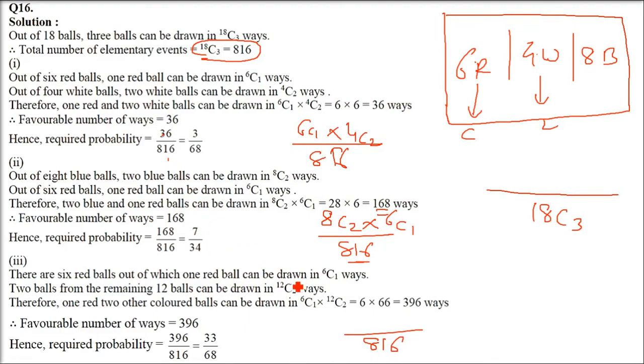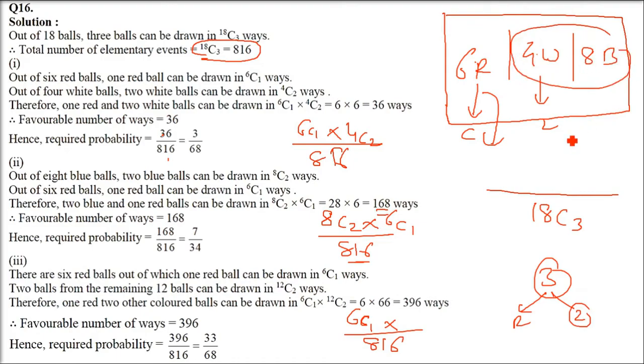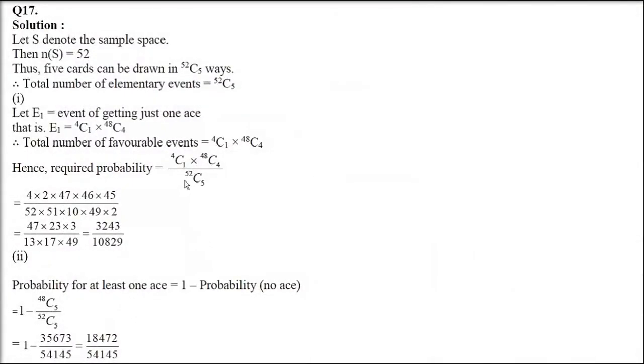Okay, third part. 1 is red. Now, it is saying 1 is red. It is not talking about the other 2. So the other 2 can be from anywhere. So now we first take one red, so 6C1. Now the other 2, how many remaining are there? 8 plus 4, which is 12. So you are taking 2 from these 8 and 4, so now 12C2. So 33 by 68 is going to come.